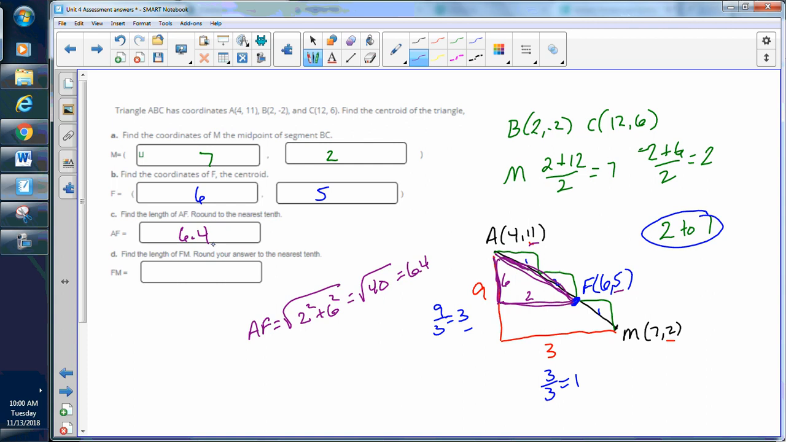We do the same thing to find out FM. That's going to be this little triangle down here. To go from 6 to 7 is 1. To go from 2 to 5 is 3. And the triangle 1 by 3, so 1 squared plus 3 squared. Square root of that is going to give us FM. Square root of 10, which is about 3.2 when we round it.